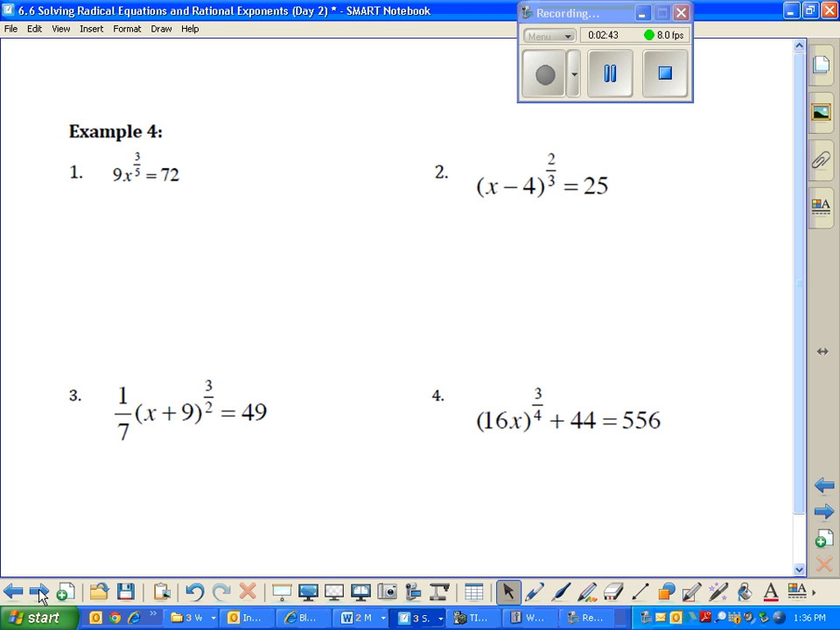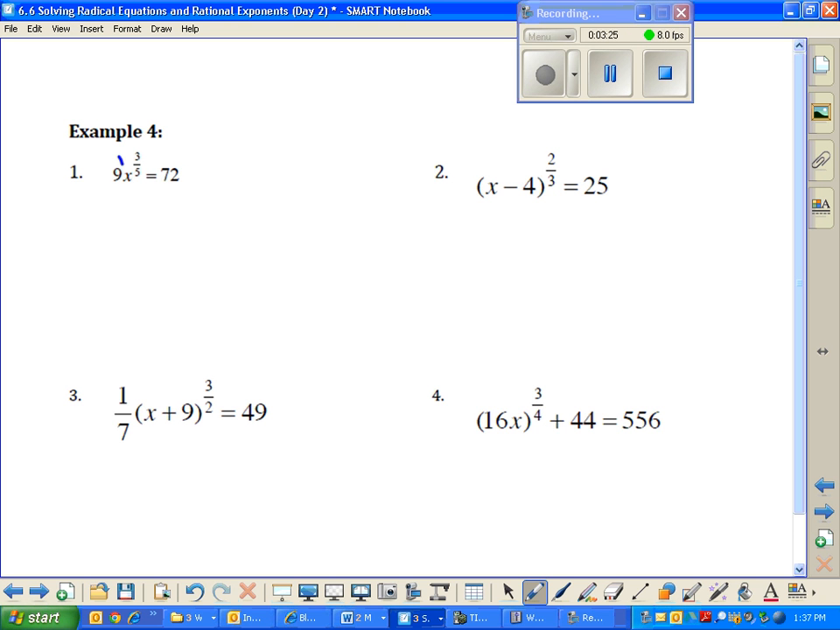So problem number 1, we have 9 times x to the 3/5 equals 72. Step 1 in the paragraph above, you have to isolate the base that has a rational exponent. There's only one base that has a rational exponent in this problem. 9 is not that base. 9 is raised to the 1st power. X is raised to the 3/5 power. So I have to isolate that base. I have to get x to the 3/5 by itself.